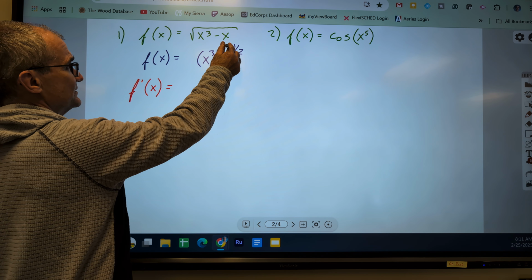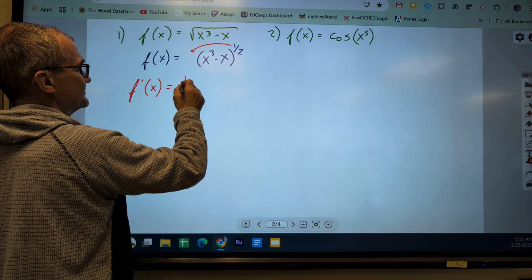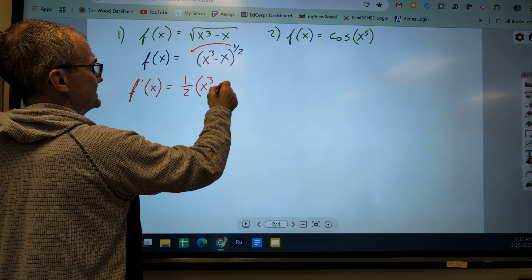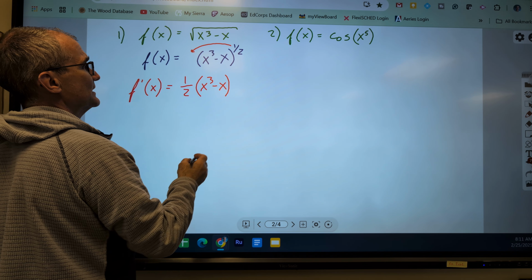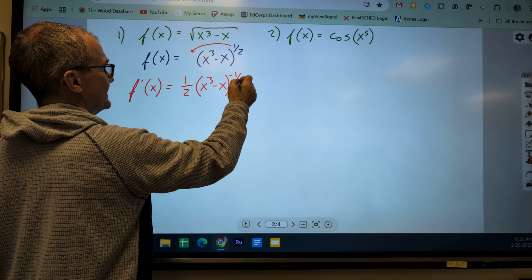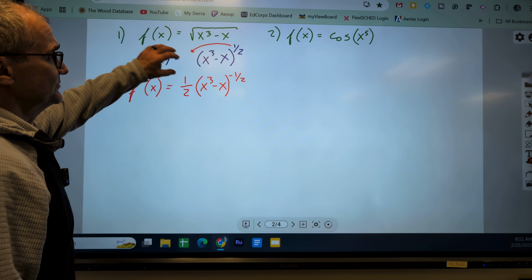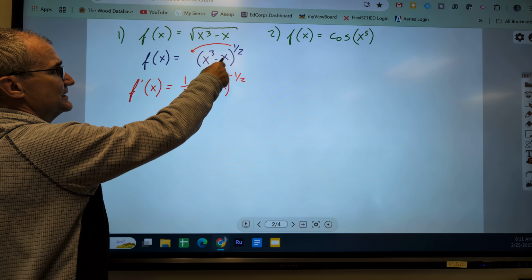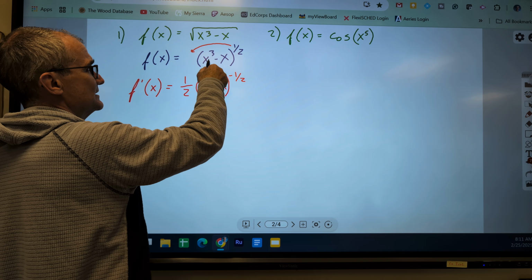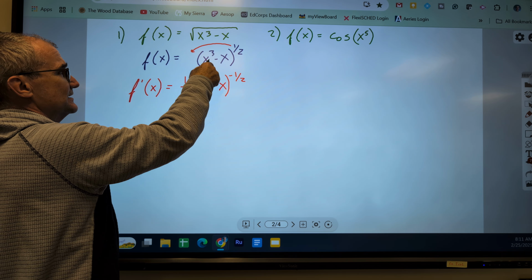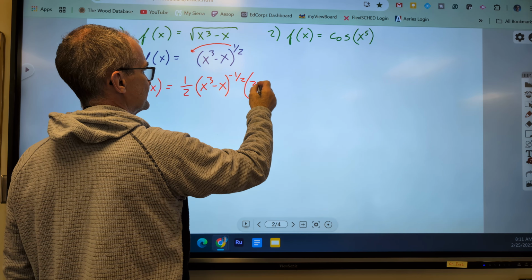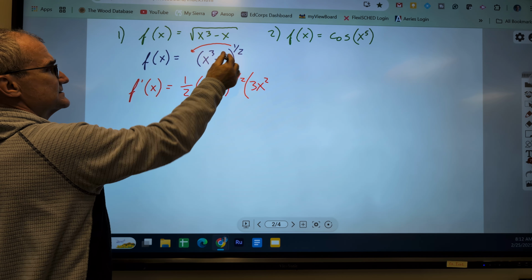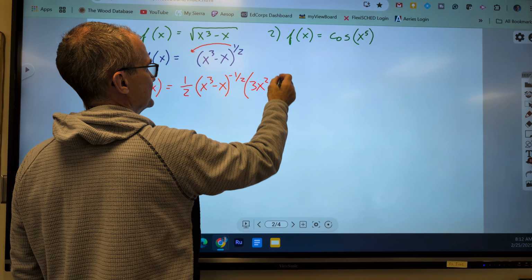The way I'm going to find the derivative is I'm going to bring that 1/2 down. I still have what's inside, x to the third minus x. I subtract 1 from the exponent to get negative 1/2. So I've taken the derivative of u to the half. Now I need to multiply it by the derivative of u. The derivative of this is 3x squared. The derivative of minus x: 1 comes down in front, x to the 0, minus 1.